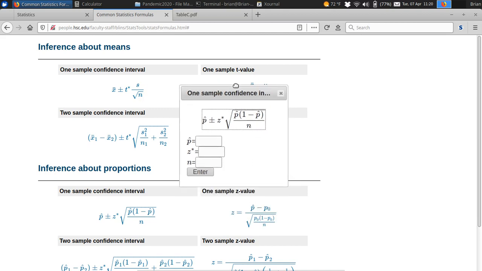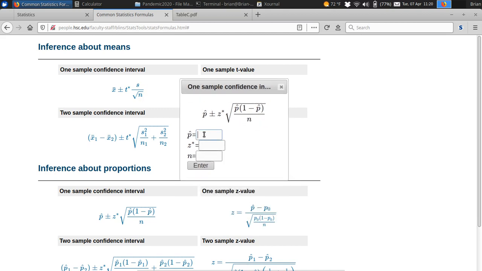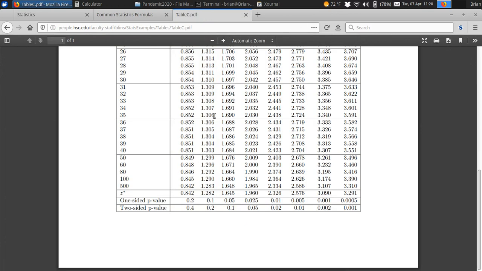So I pull it up. I know what the p hat is. It's the fraction 29 out of 47. Z star, if I want a 95% confidence interval, I need the Z star for that. And this is one we use a lot. If you want to memorize any of these numbers, this is the one to memorize. It's 1.96. But if you don't have that memorized, here's how to find it.